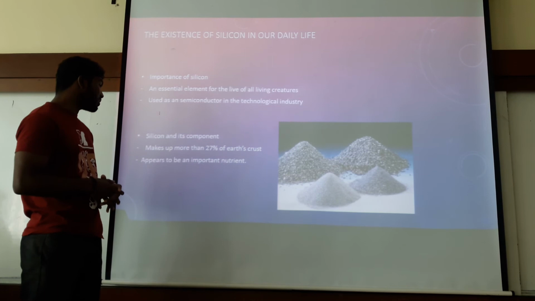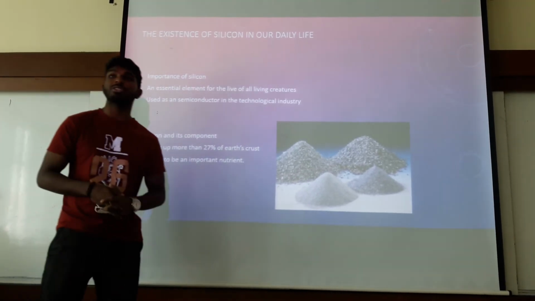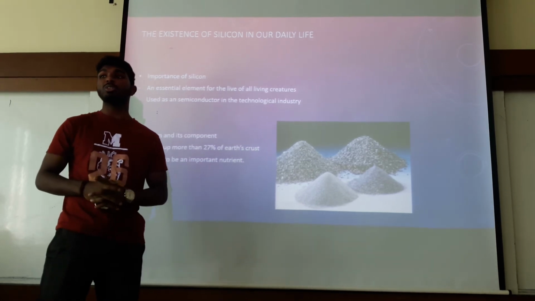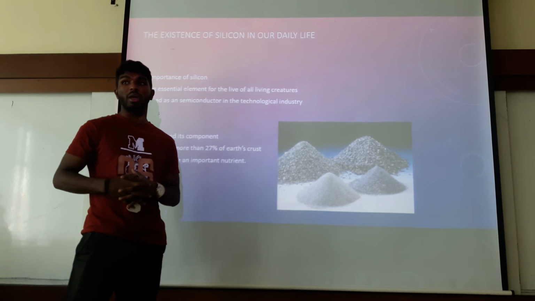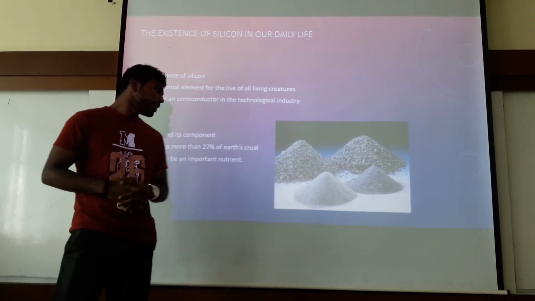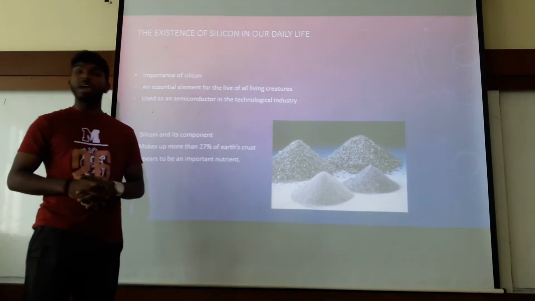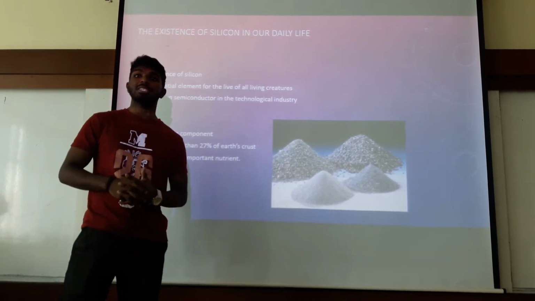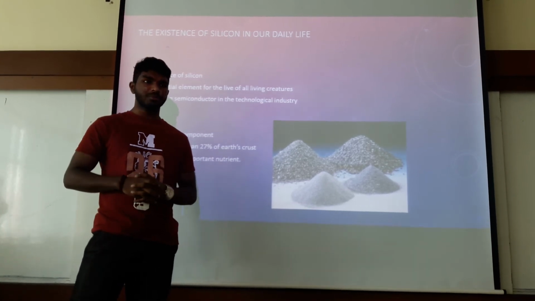Next, silicon and its components. Silicon makes up more than 27% of the Earth's crust. Like I mentioned earlier, it's so easily obtained that humans put really good use to it. Imagine having something so easily obtained and wasting it. That's not right, right? And it appears to be an important nutrient because almost 90% of any element found on the Earth's crust happens to have a silicate component in it.